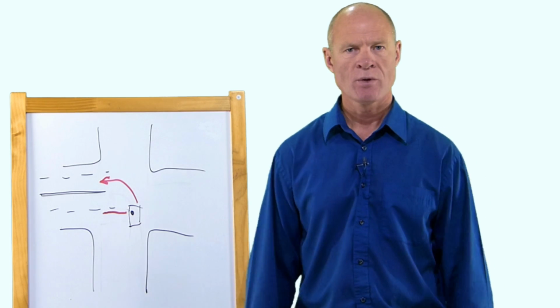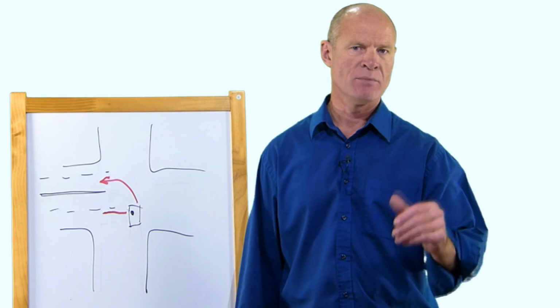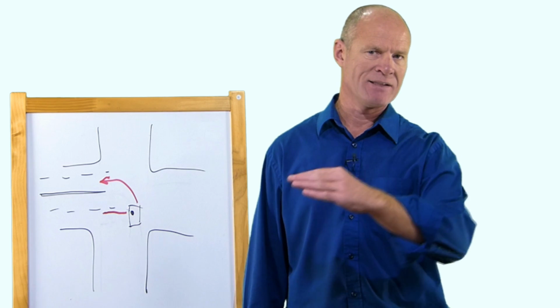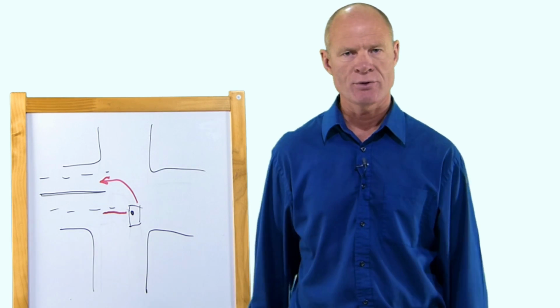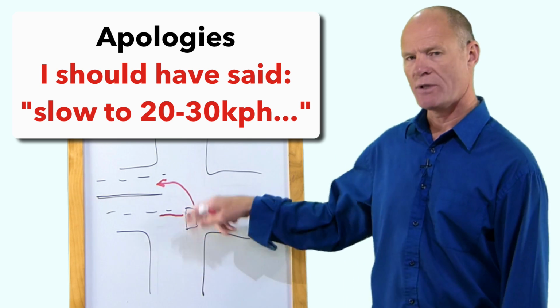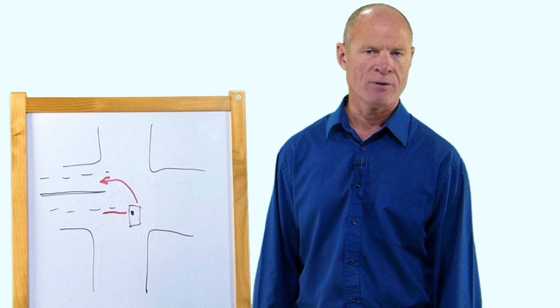So, quick review. When you come up to the intersection, locate the intersection, make sure it's legal. Mirror signal shoulder check. Check the traffic behind you, make sure you can stop. Scan the intersection thoroughly for other road users. Approach the intersection. If it's an uncontrolled intersection, slow to 20 to 30 kilometers an hour. In the States, that would be 10 to 15 miles per hour.